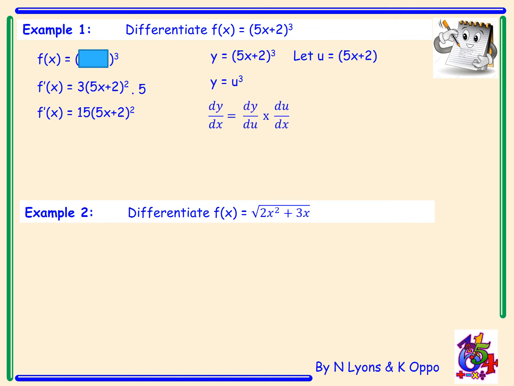Now you need to know then that dy by dx equals dy by du times du by dx. This is exactly the same as multiplying outside the bracket and inside the bracket. It's just been more formalised. That then gives me dy by dx equals dy by du, differentiate y with respect to u, I've got 3u squared, and differentiating du by dx, differentiate u, I get the number 5. Multiplying it out, that gives me 3 times 5x plus 2 squared times 5, which is 15. It's exactly the same, it's just been formalised.